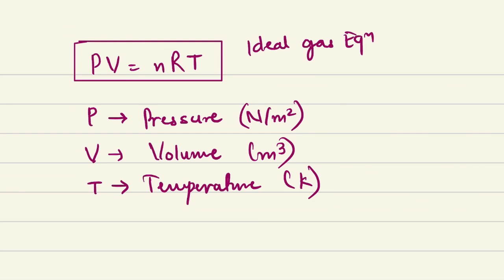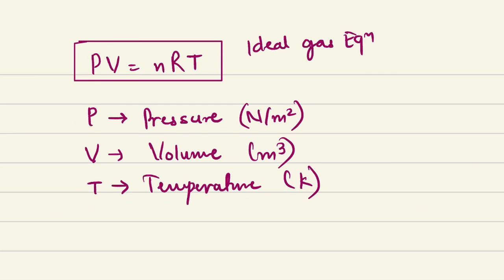Now many students make a mistake here while putting the value of temperature. We should always make sure that it is in Kelvin and never in degree Celsius. So you should never use degree Celsius while you put T in this equation.